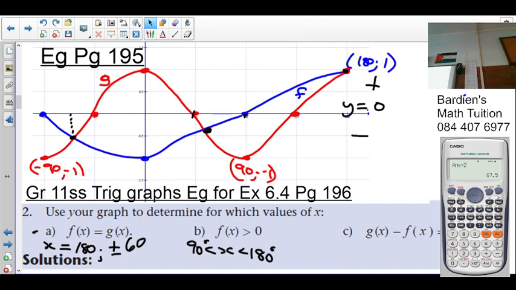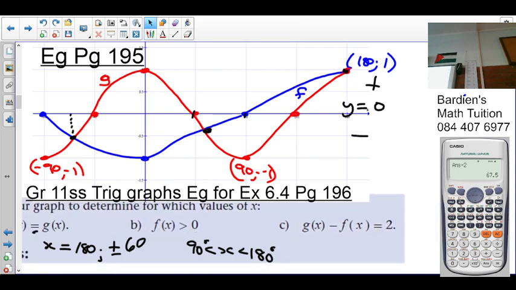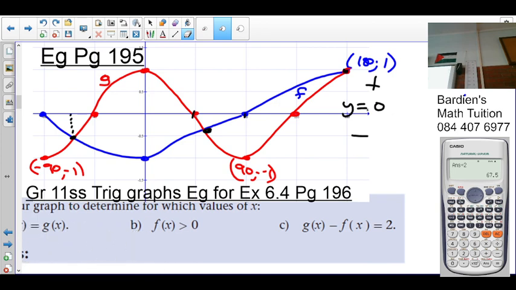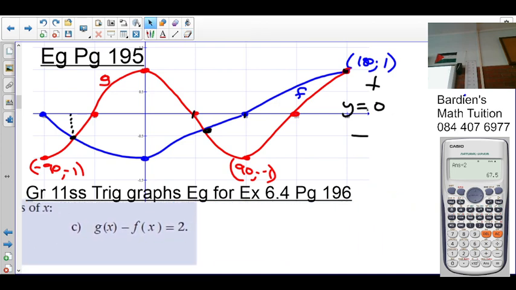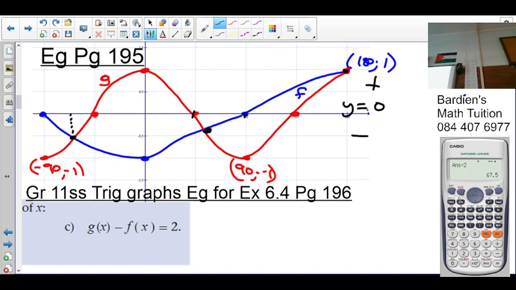And then C, the question says, where's g of x minus f of x, which means to say the distance between the two graphs. Where's the distance between the two graphs? 2. Okay, provided that the g of x graph is on top of the f of x graph. So the g of x has to be on top. Is the g of x graph on top or at the bottom here? Bottom. So that's not what I'm interested in. Here it's on top.